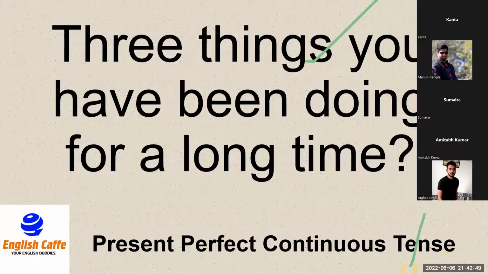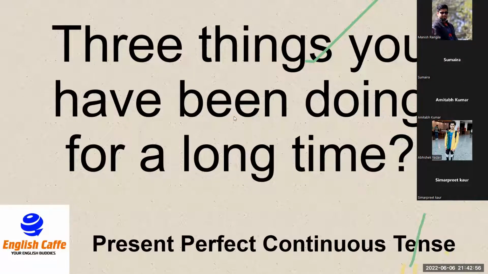Please raise your hands so that I can unmute you and we can talk. Let's go to Kanta first. Yes, ma'am. Yes, Kanta. Good evening. Good evening, ma'am. Good evening, Kanta. I have been doing food for a long time. Doing food, eating food. Oh, sorry, ma'am. Or cooking food. I have been cooking food. Okay. I have been cooking food for a long time. Okay. And I have been trying to learn English.